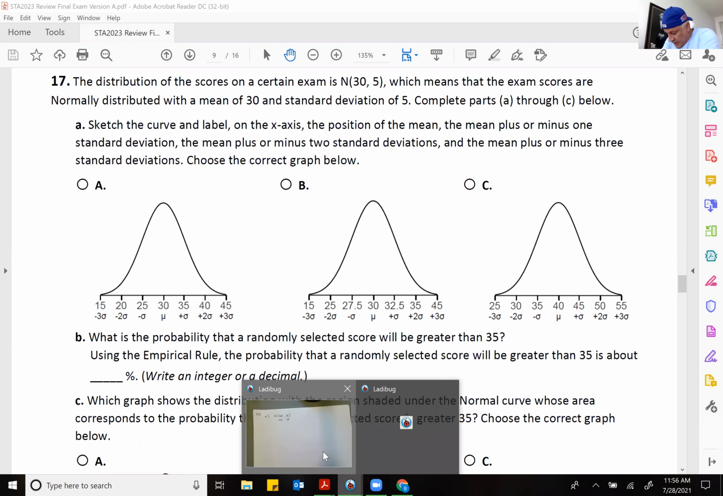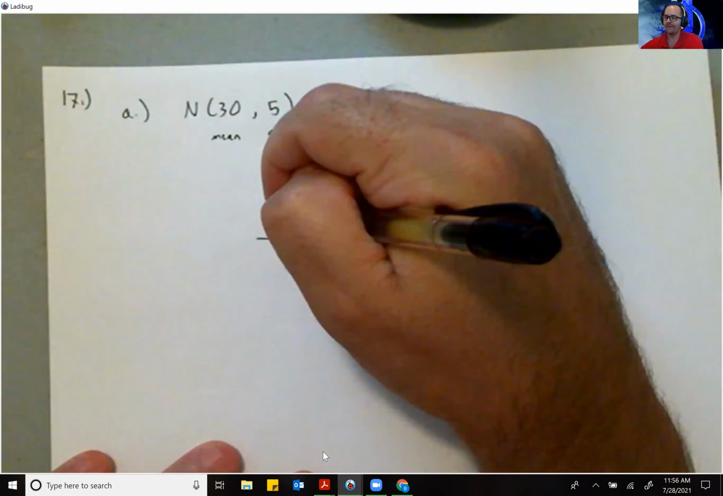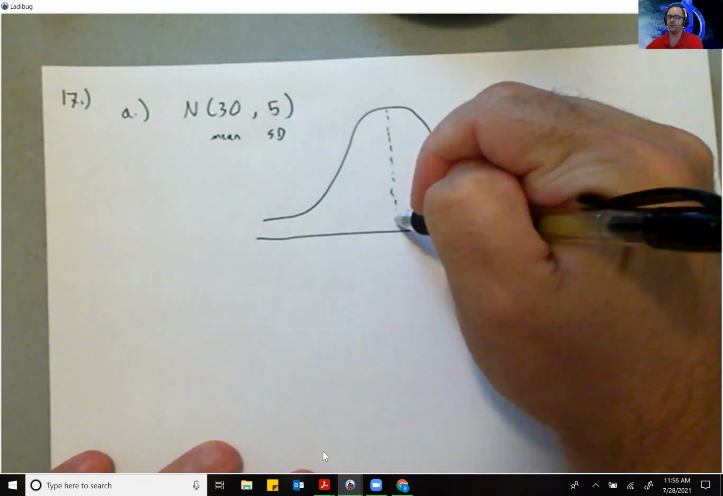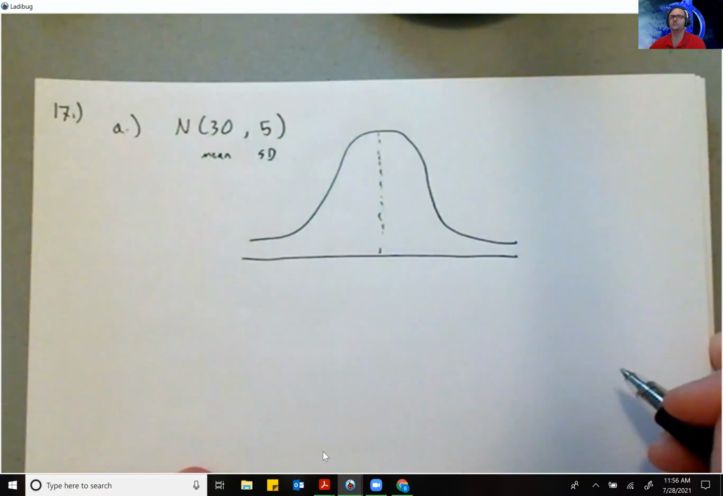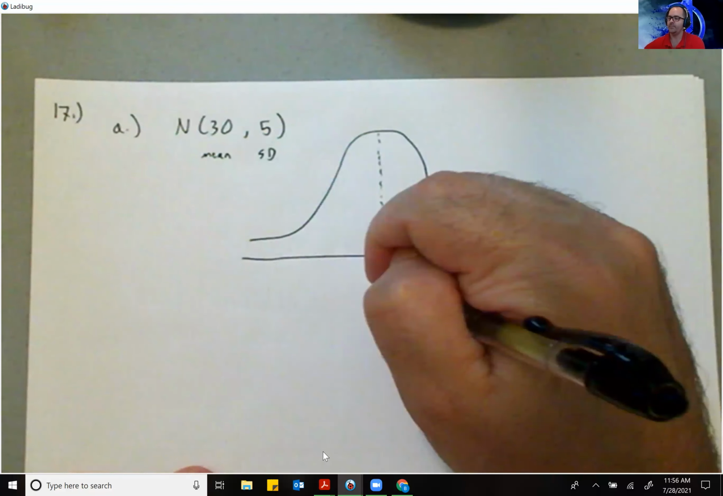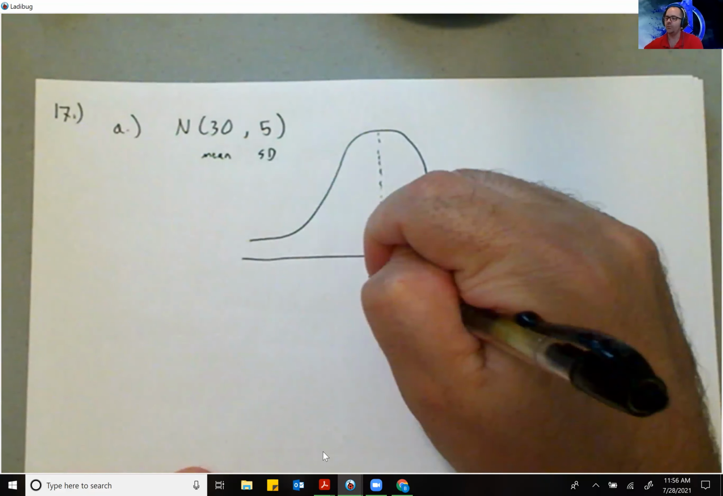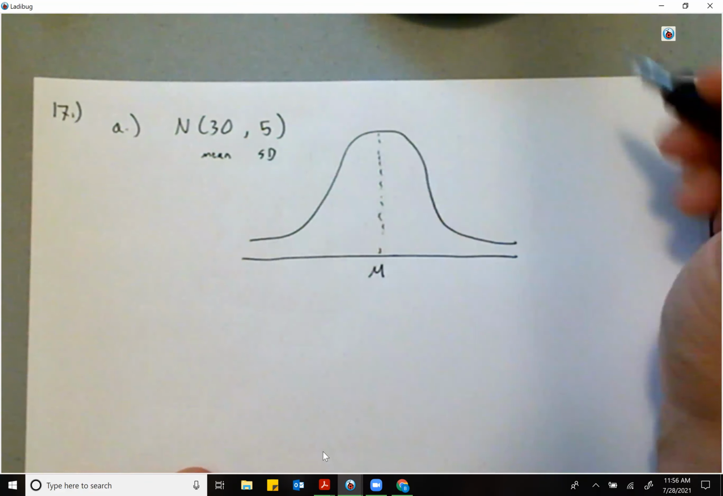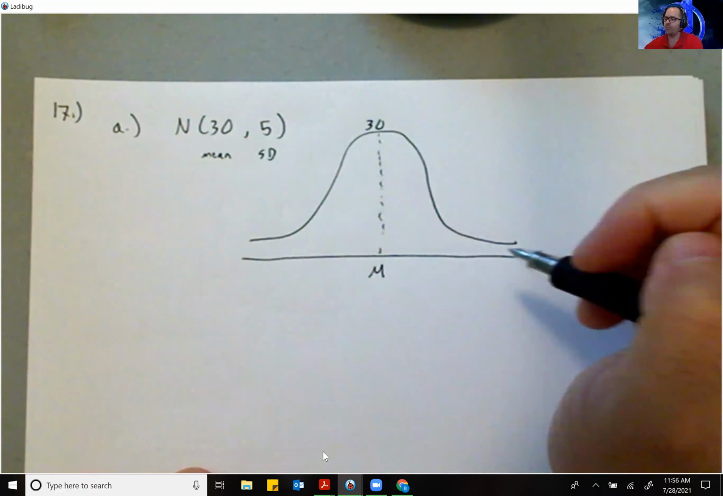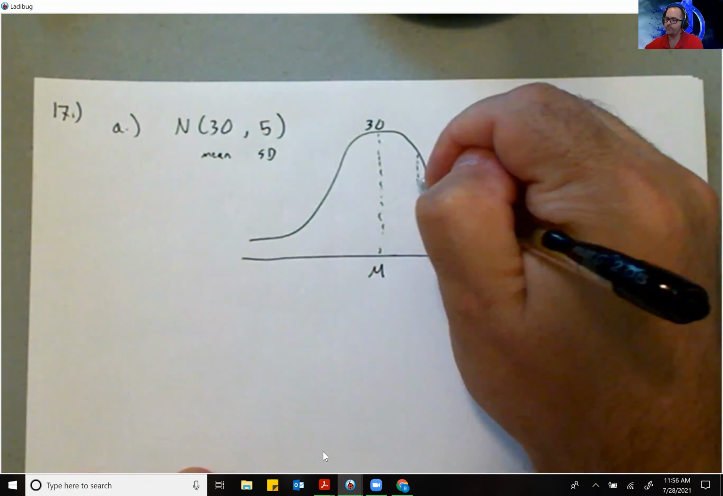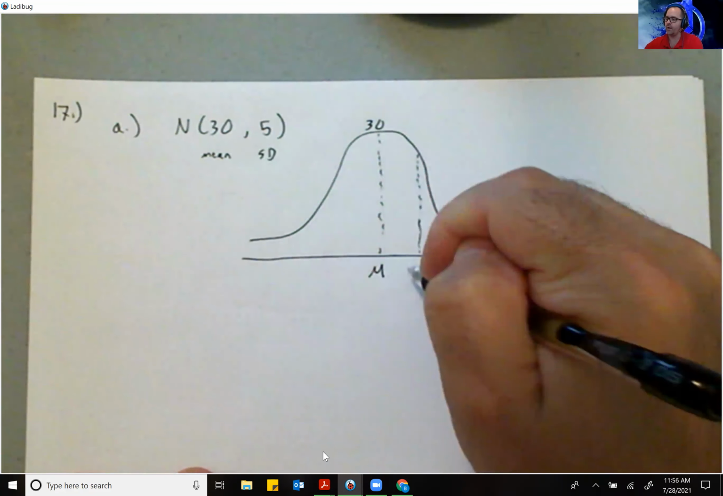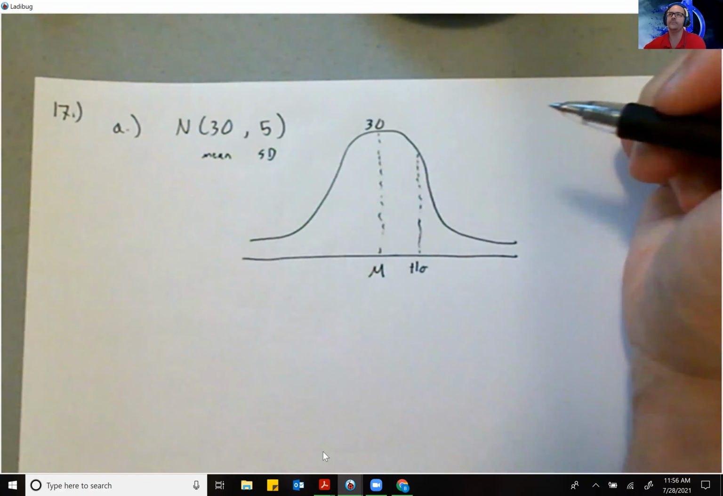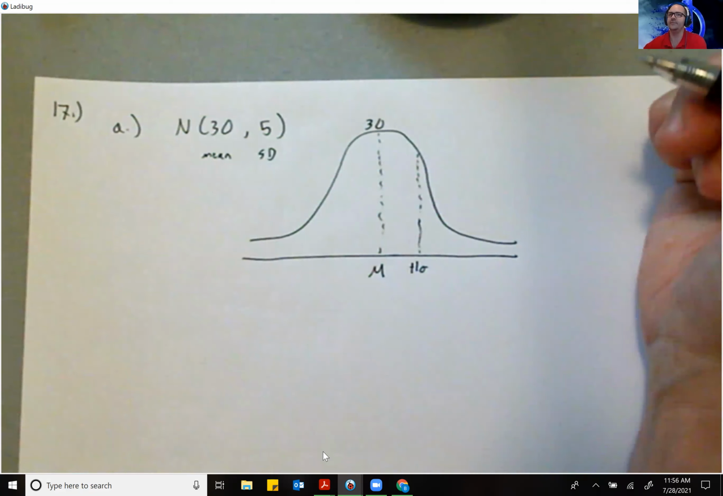So we're going to sketch our curve. Who always goes in the middle? The mean. So what number is right here in the middle then? 30. Perfect. And then when we come out here to 1 standard deviation, who's going to be the number up top? 35. How'd you get 35?